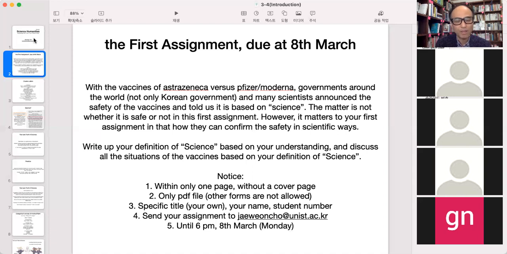Once again, here is my request. Only one page, and you cannot have any cover page. PDF file only; MS Word and other formats are not allowed. A specific title is strongly recommended. Title is sometimes everything, more than half. Does someone read your report, your essay, or your resume? So your title is very important.